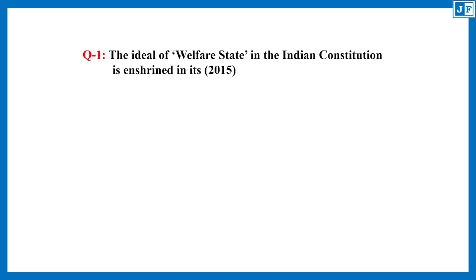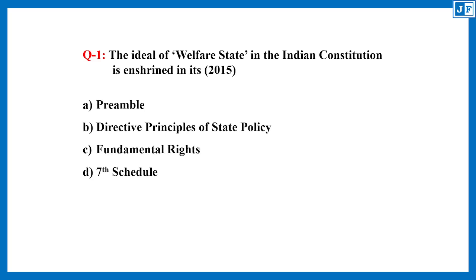Today our first question is: the ideal of welfare state in the Indian constitution is enshrined in its. Our options are A. Preamble, B. Directive Principles of State Policy, C. Fundamental Rights, D. 7th Schedule. We need to find out the idea of welfare state, where it has been described in our constitution.